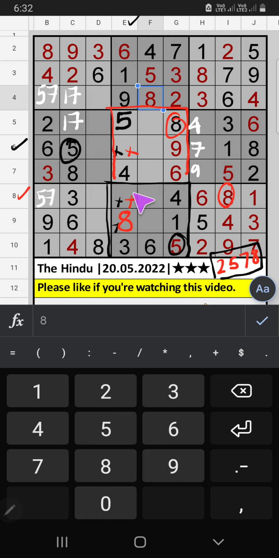Then only 2 numbers are remaining, 2 and 7. It will come in any one of 2 cells. We will confirm later. 9th row, 2 numbers are remaining, 2 and 7. It will come in any one of 2 cells. We will confirm later.